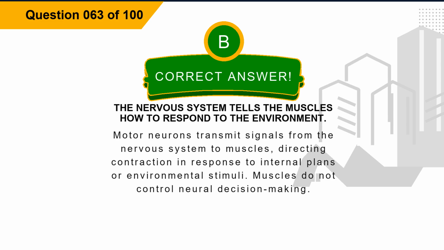Explanation. Motor neurons transmit signals from the nervous system to muscles, directing contraction in response to internal plans or environmental stimuli. Muscles do not control neural decision-making.